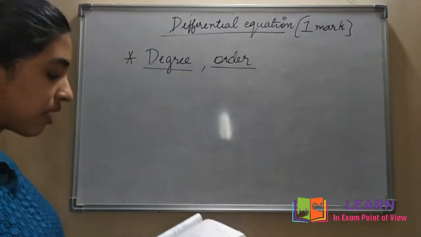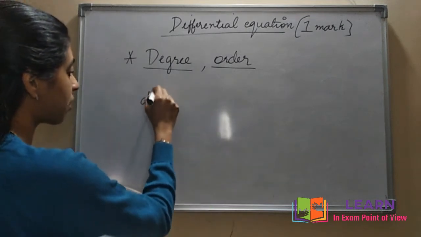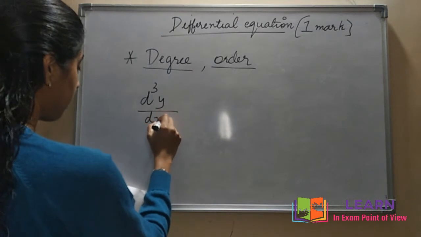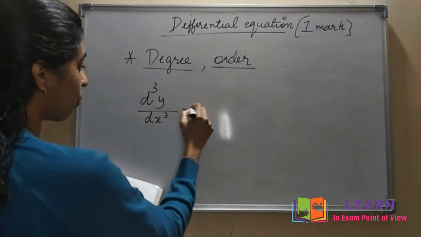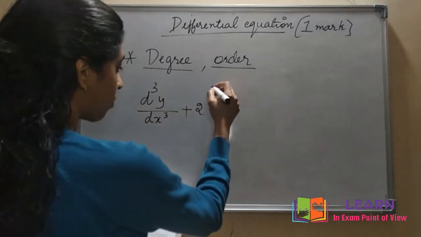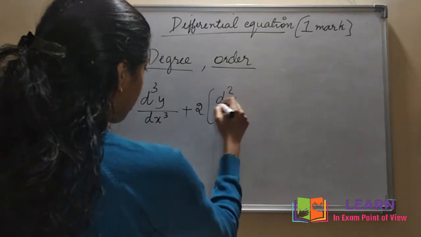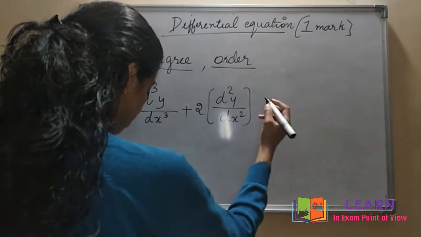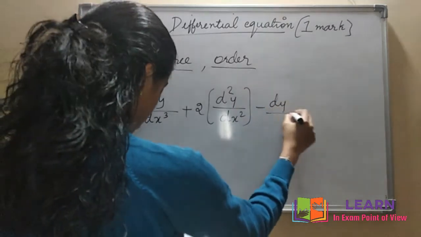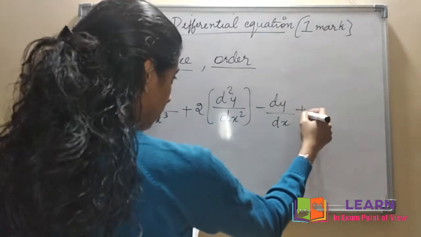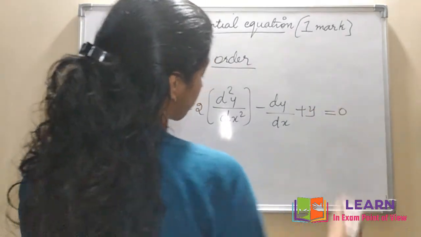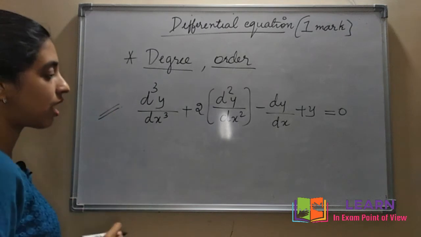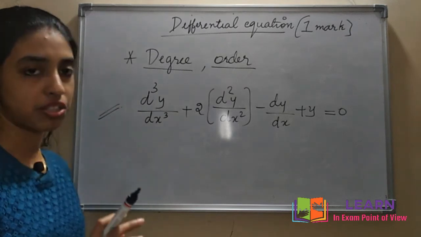For example, consider this differential equation: d cube y by dx cube plus 2 into d square y by dx square minus dy by dx plus y equal to 0. So we have to find the degree and order of the given differential equation.